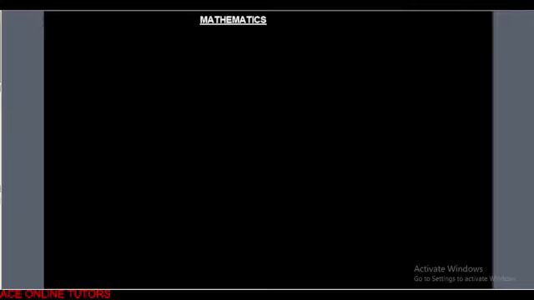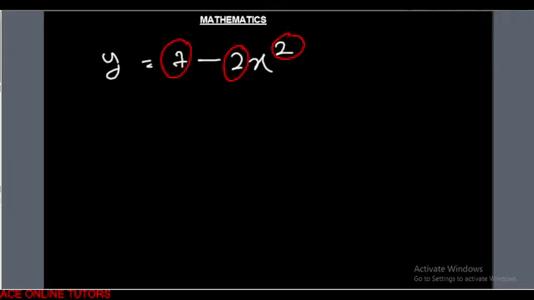Make x the subject of the formula. Mathematics, they always like using x almost all the time. So we have y equals 7 minus 2x squared. Y equals 7 minus 2x squared. Now what are those things that are disturbing x? This 2 is disturbing it. This 2 is also disturbing it. This 7 is also disturbing it.